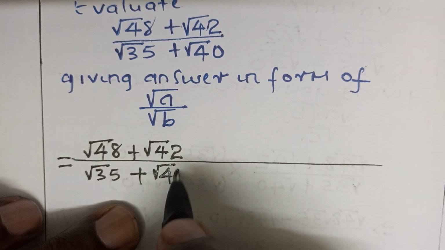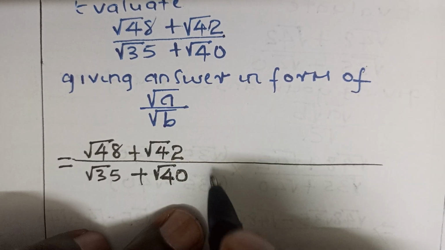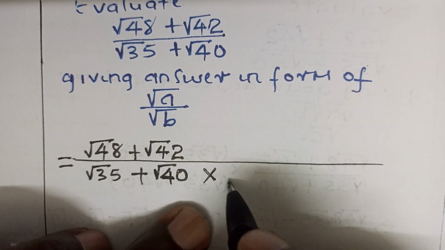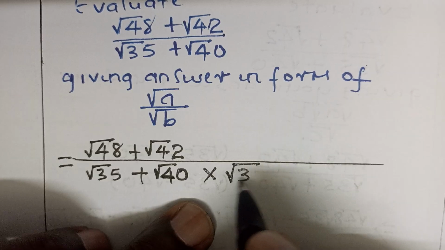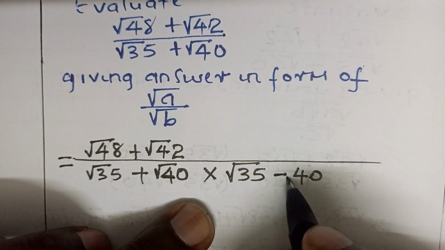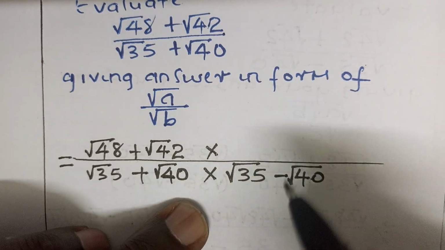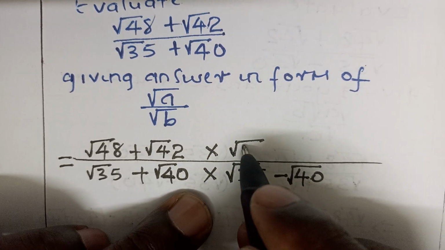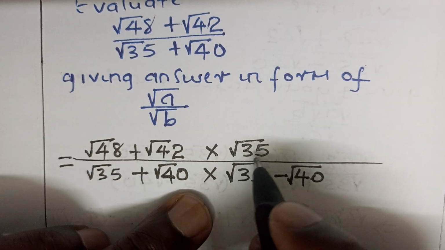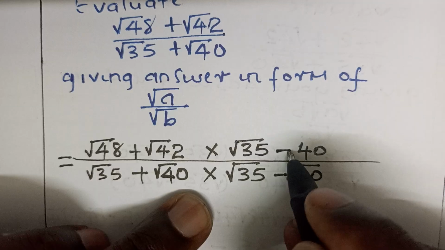Guys, for us to rationalize the denominator, we multiply by the conjugate, which is now √35 minus √40. The same way, we multiply the numerator. And so, guys, now we evaluate that.